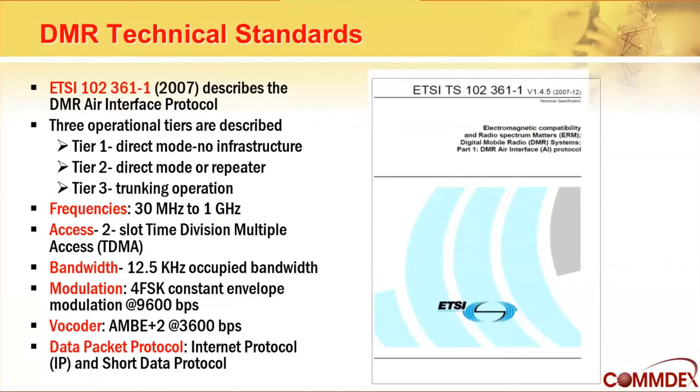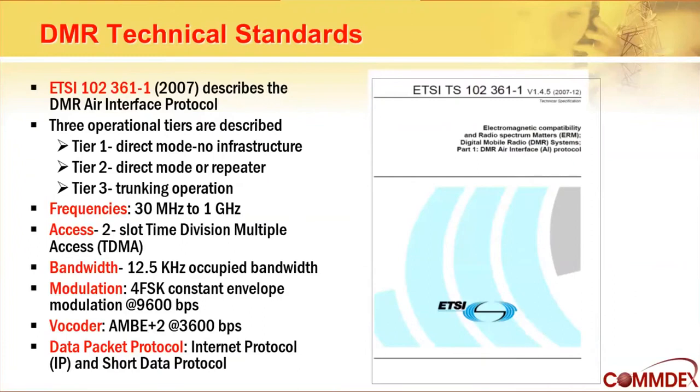The frequency bands in use are anywhere from 30 megahertz up to 1 gigahertz. So they make DMR equipment all over the band. The access method described in the standard was 2-slot TDMA. So remember this came around 2007, so TDMA was an established technology by then.